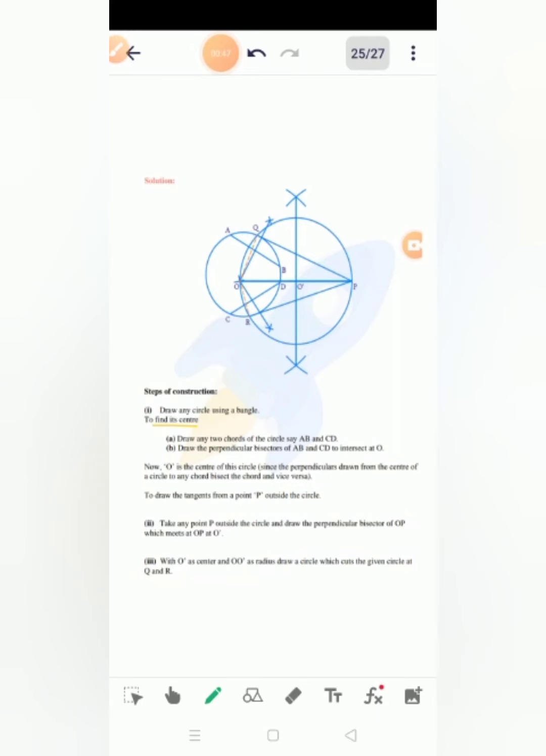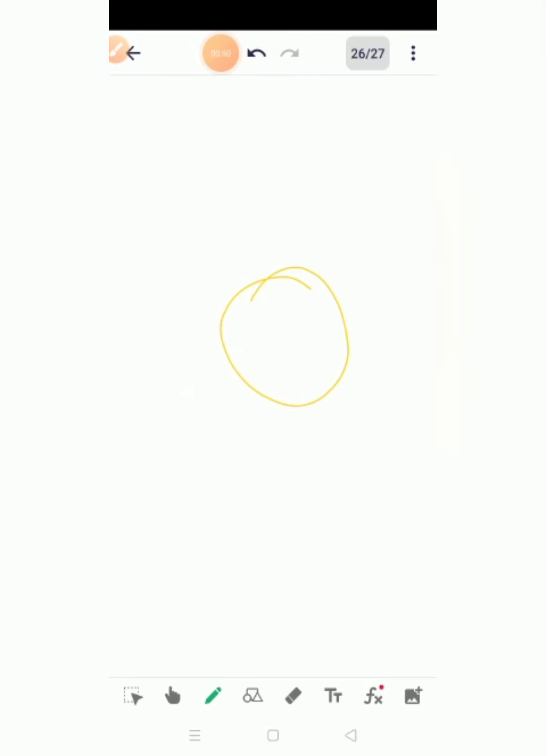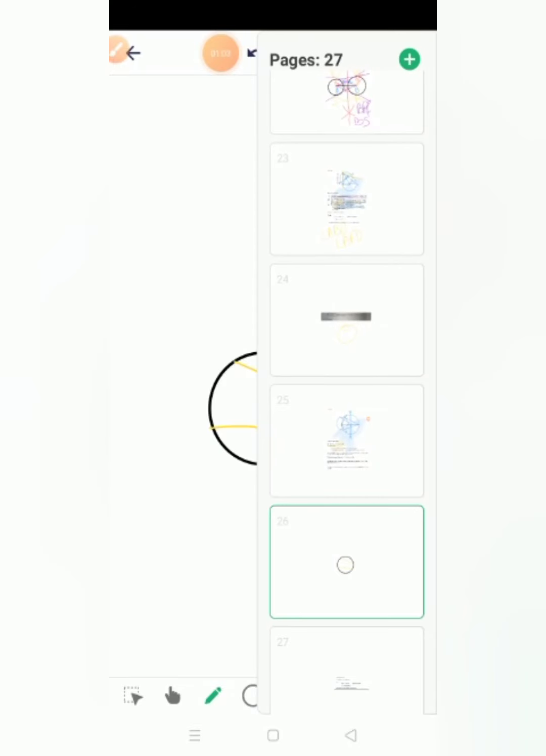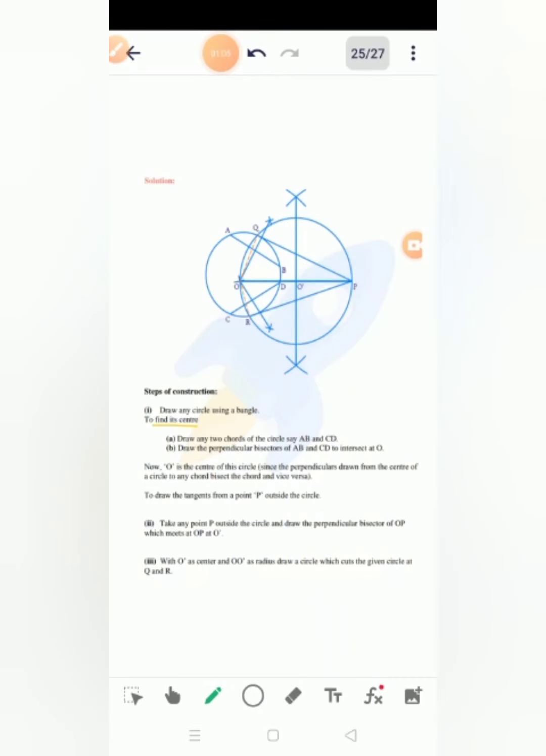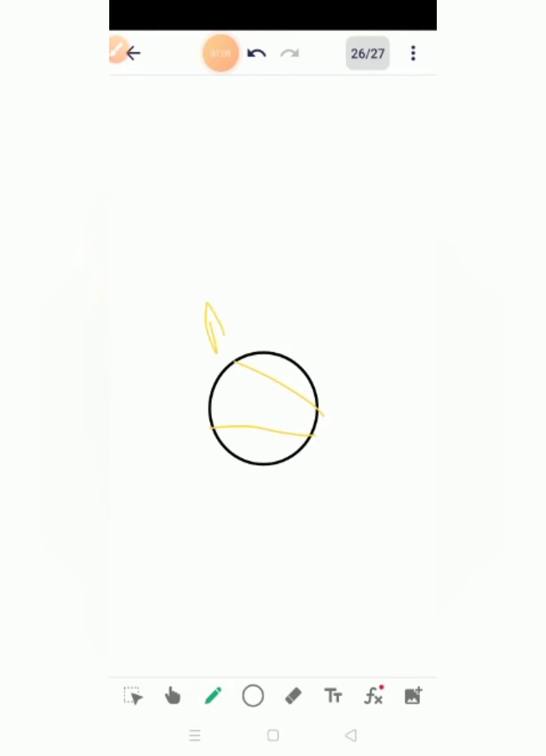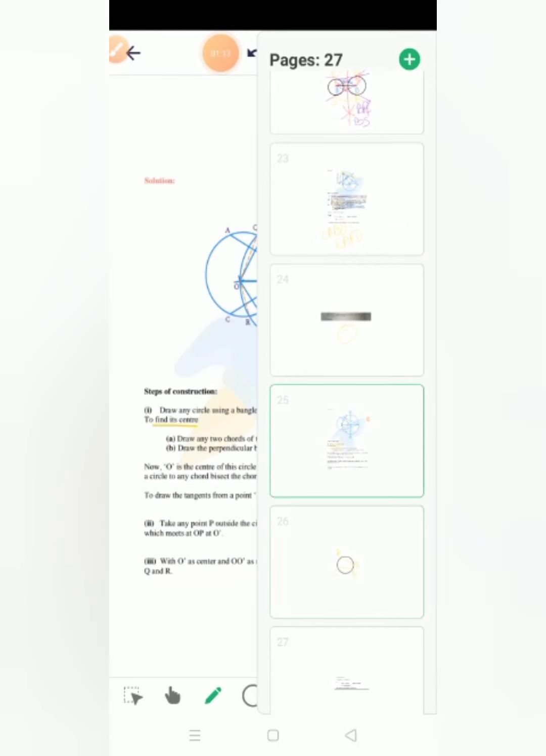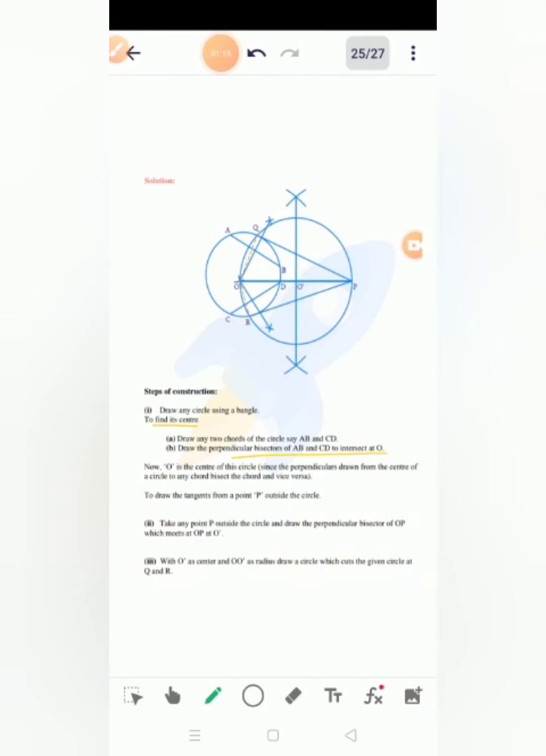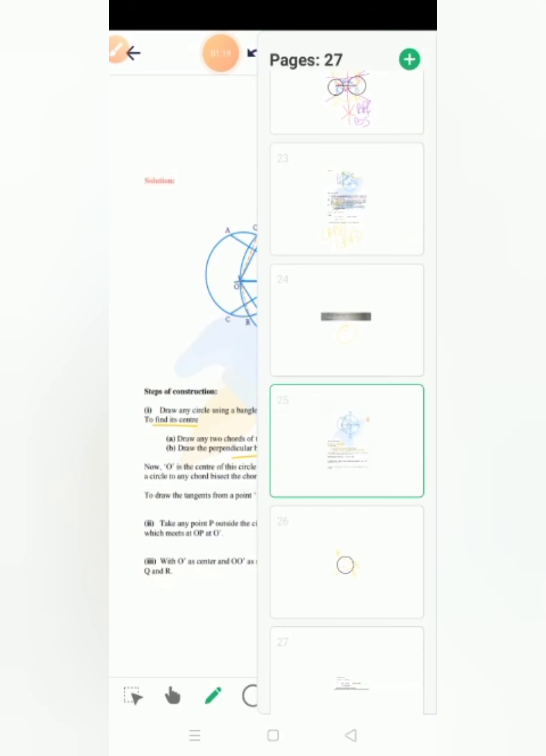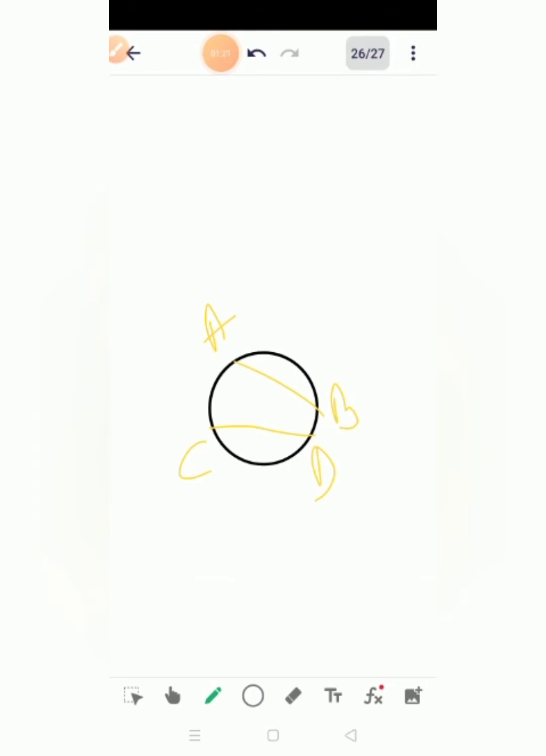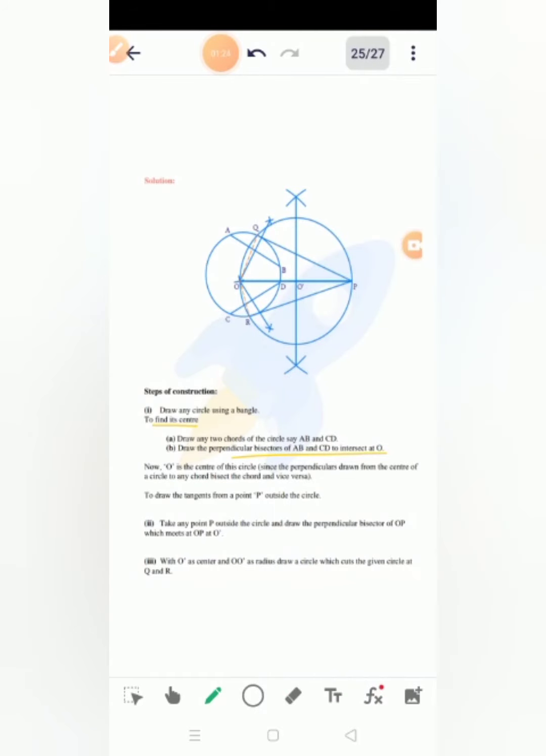To find the center, what you do is, this is the circle, right? I have drawn it randomly. Now you draw two chords, here one, here one. Fine. You draw two chords, and this is done to find the center. Let's name them AB and CD. This is A, this is B, this is C, this is D. Fine. And draw the perpendicular bisectors of AB and CD to intersect at O. After that, you draw the perpendicular bisectors for AB and CD so that they intersect at O.